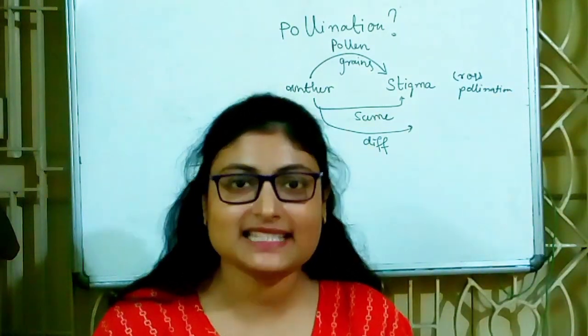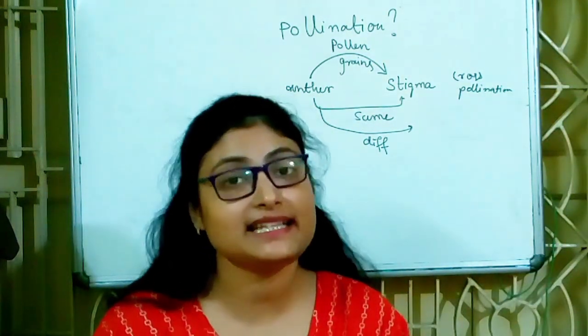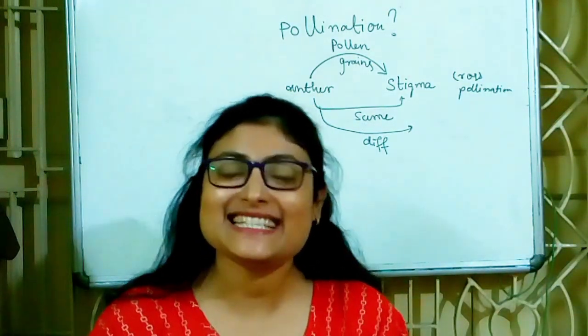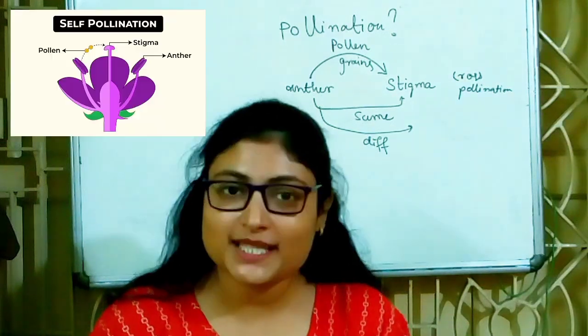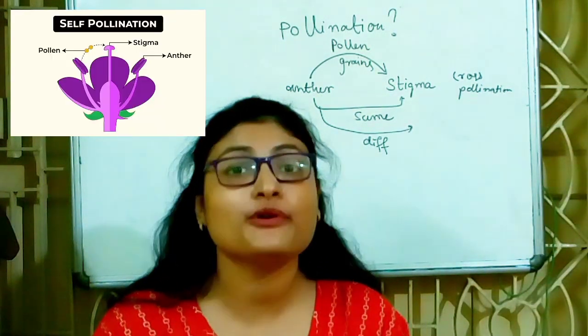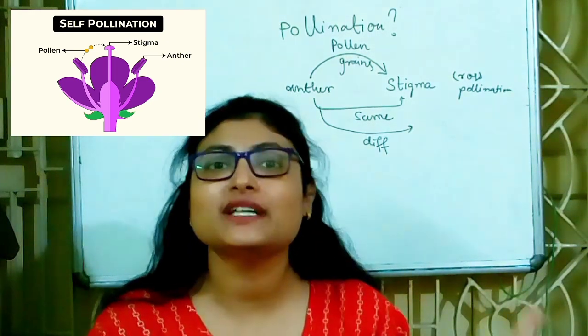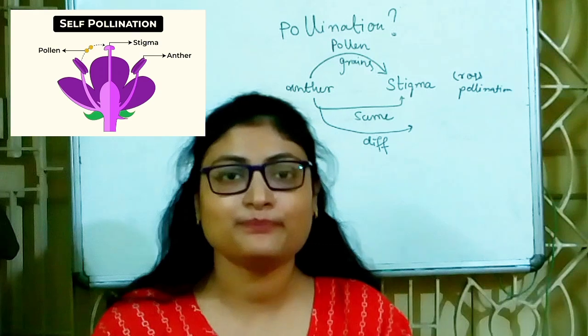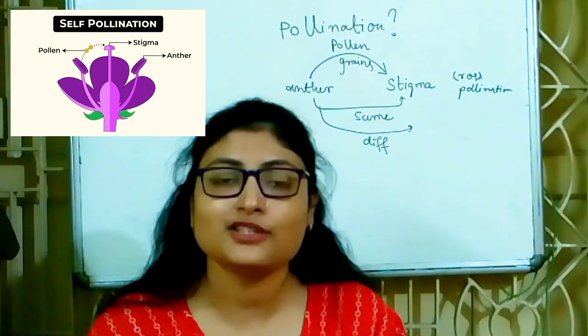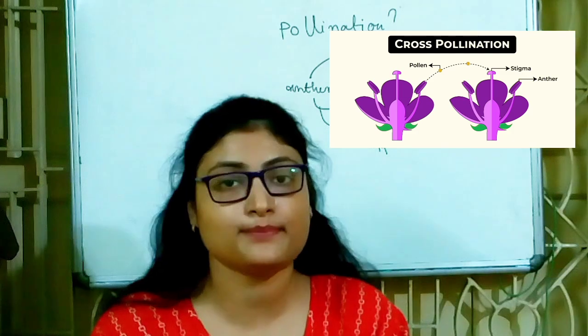Today in this class, I will teach you pollination of the chapter flowering plants in class 9. So let's get started. So what is pollination, do you know? Pollination is the transfer of pollen grains from the anther to the stigma. Okay? Pollination, there are two kinds. One is self-pollination, another one is cross-pollination.